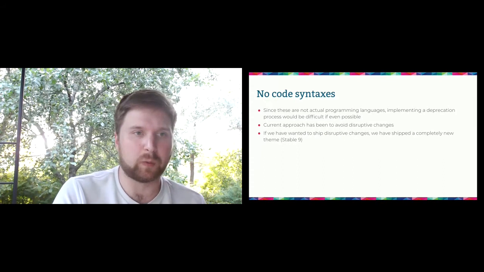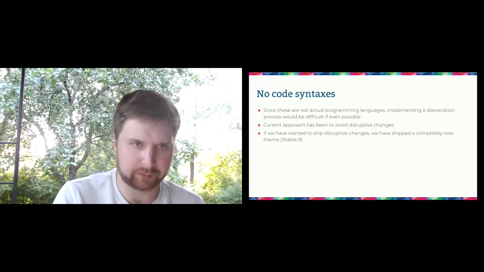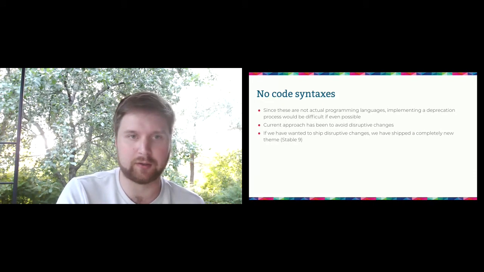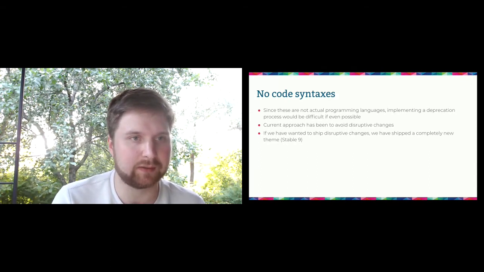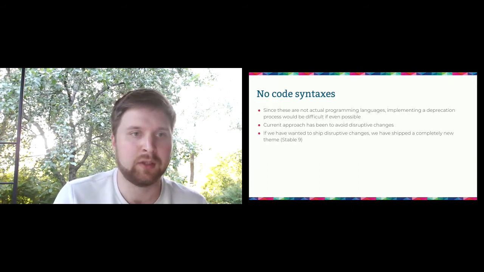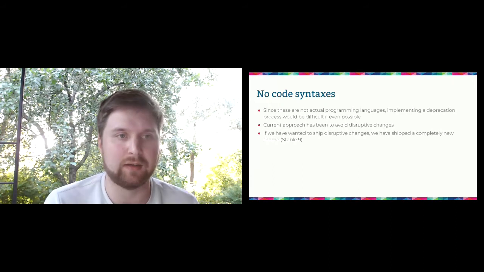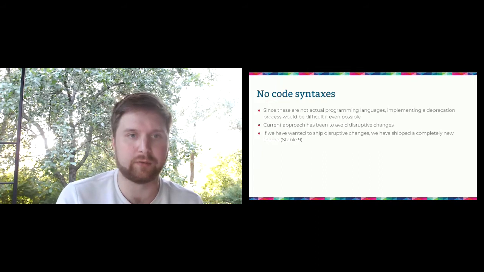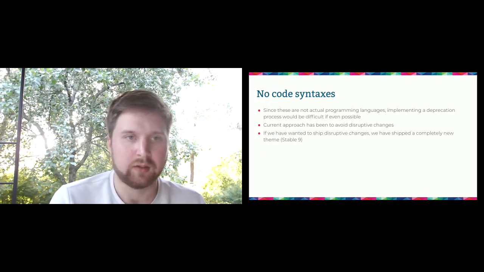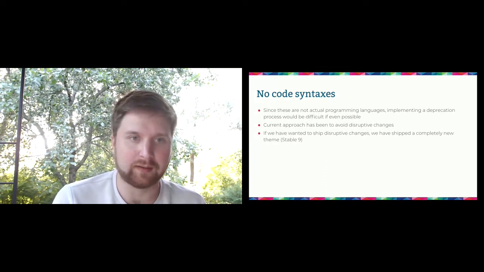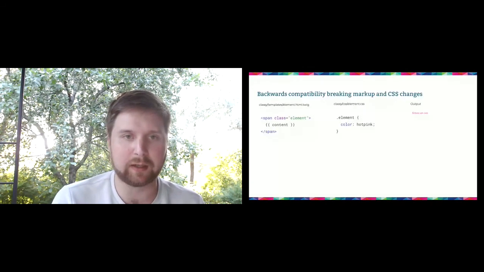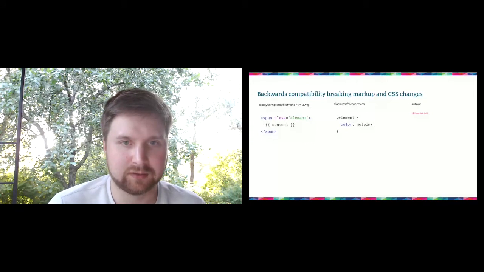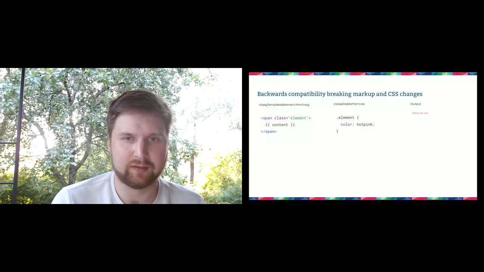So let's look at what we consider a backwards compatibility breaking markup and CSS change in Drupal. On this slide, on the left side is a template that we have in Classy, which is our base theme. In the middle, there's some CSS that is in Classy. And on the right side of the screen, you can see the output that we expect this has in the browser.